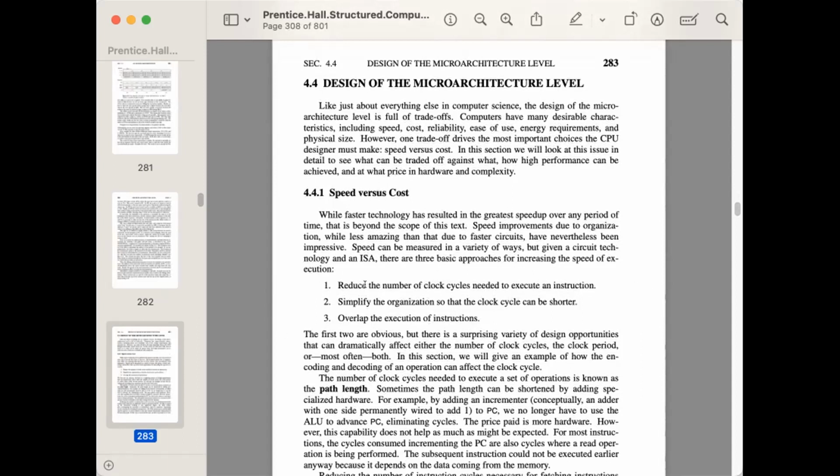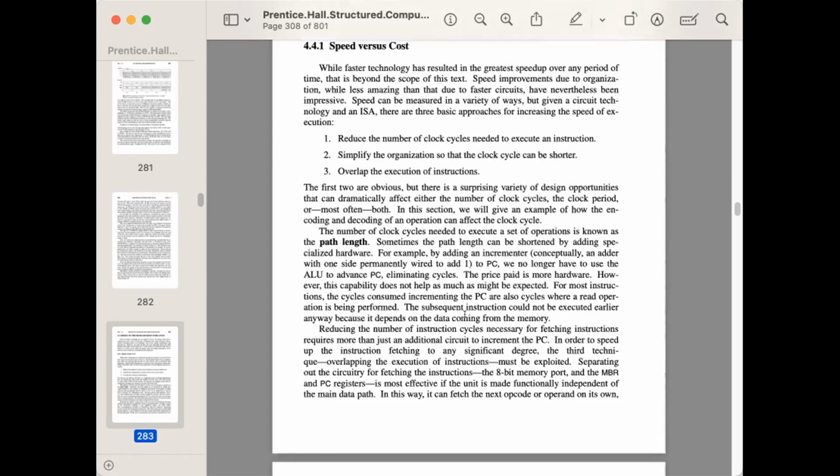We can reduce the number of clock cycles needed to execute an instruction. Every instruction takes so many clock cycles to get through. If there's a way to make that go quicker and do more with less, that's a good thing. We can simplify the organization so that the clock cycle can be shorter. If you don't have to do as much per clock cycle, you can speed it up and have more clock cycles per minute. Or you can overlap the execution of instructions, doing some parallelism, so you can be doing more than one thing at once.